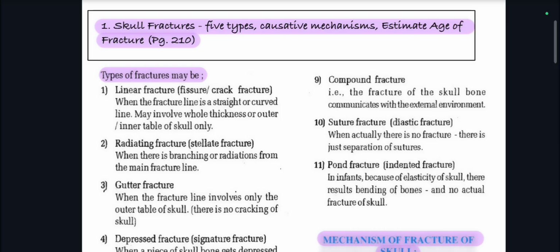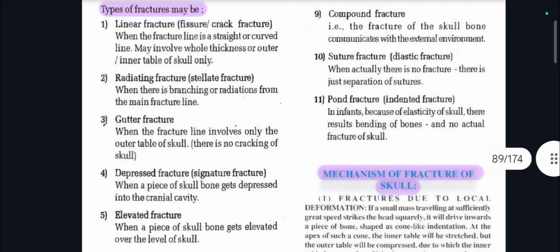Number 2 is your radiating fracture. Now what do we mean by radiating? Radiating means something which radiates, right? So radiating fracture is also called stellate fracture when there is branching or radiations from the main fracture line. Whenever you find any branching or radiations from the main fracture line, that is called radiating fracture. Gutter fracture: when the fracture involves only the outer table or the outer layer of the skull and there is no cracking of the skull, it is called gutter fracture.